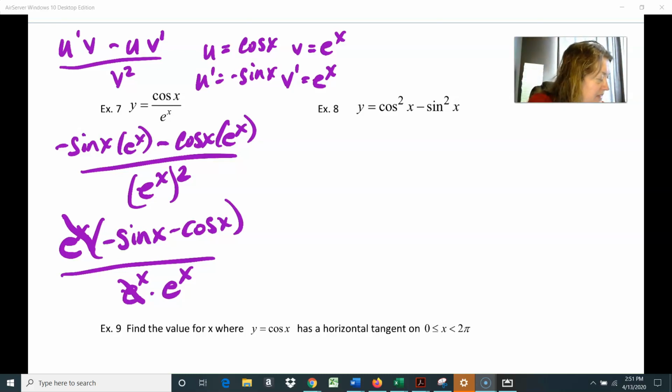So again, I'm going to rewrite this one. So I'm going to call it cosine of x, the whole quantity squared, minus sine of x, the whole quantity squared. So when I go to do derivative, this is just going to be one chain rule.